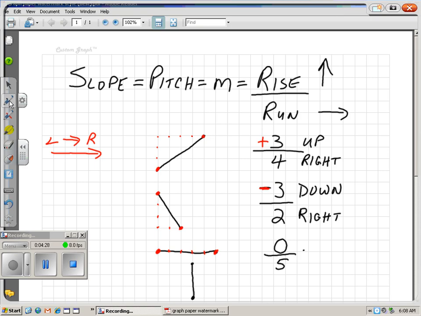Now that's something we can actually do in the calculator. 0 divided by 5 is 0. So your horizontal lines have a slope. It actually is a number. It's the number 0. Horizontal lines do have a slope.